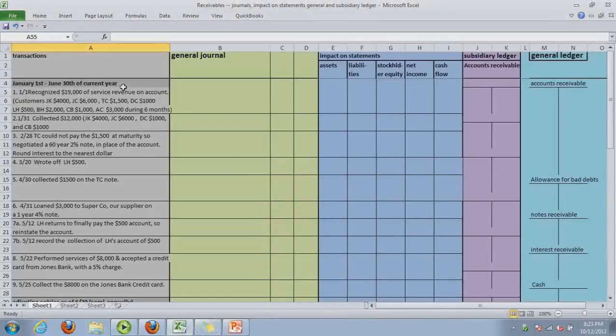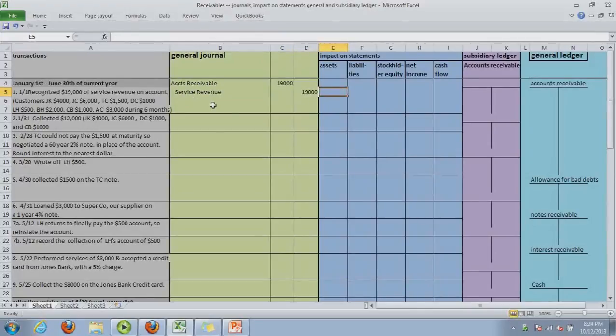So the first thing that happens to us is we recognize service revenue on account. On account, if you remember, if you're dealing with customers, accounts receivable would be used here in the journal. General journal, we can be summarized. We can do the total. And I just picked service revenue so we wouldn't have to deal with cost of goods sold with sales. Kind of shortens it a little bit.